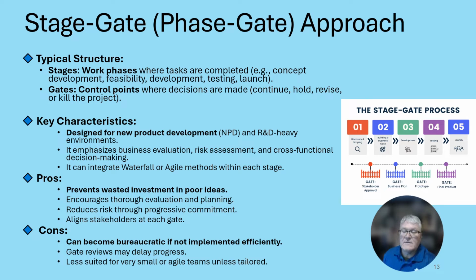There are the stages, which are the work phases, where tasks are completed. For instance, there might be the concept development phase, and then the feasibility phase, then the development phase, then the testing phase, and then the launching phase. And then there are the gates in between those phases. Those are control points where decisions are made, whether to continue on to the next phase, whether to hold at that phase and fix the problems, whether to revise the phase, or whether even to kill the project.